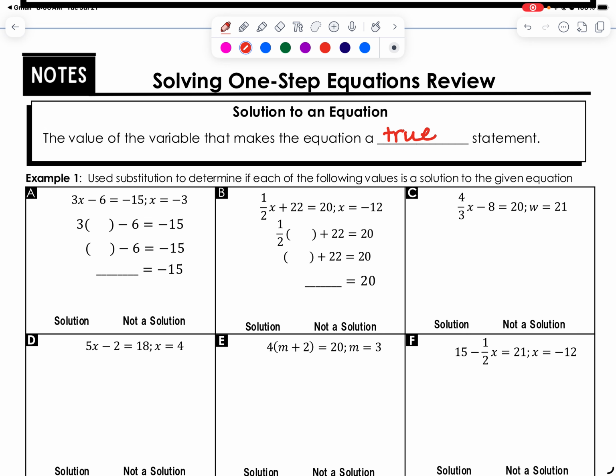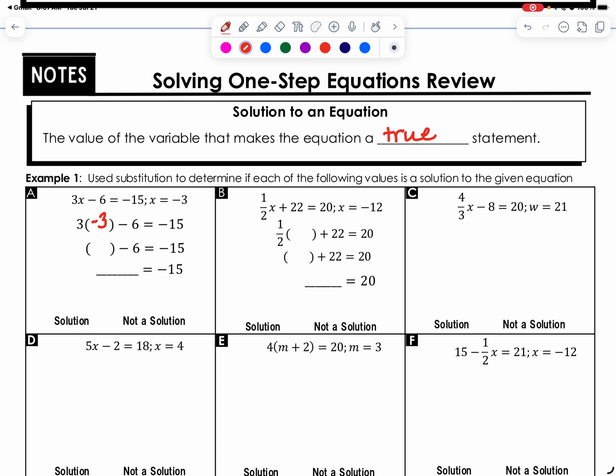So in example 1, it says use substitution to determine if each of the following values is a solution of the given equation. Our equation is 3x minus 6 is equal to negative 15. And they want to know, is x equals negative 3 a solution? To determine if it is a solution, you write down the equation, but you replace the x with a parenthesis. So instead of 3x minus 6, you put 3 parenthesis minus 6. Then you plug in the value that they give you, and then you evaluate that.